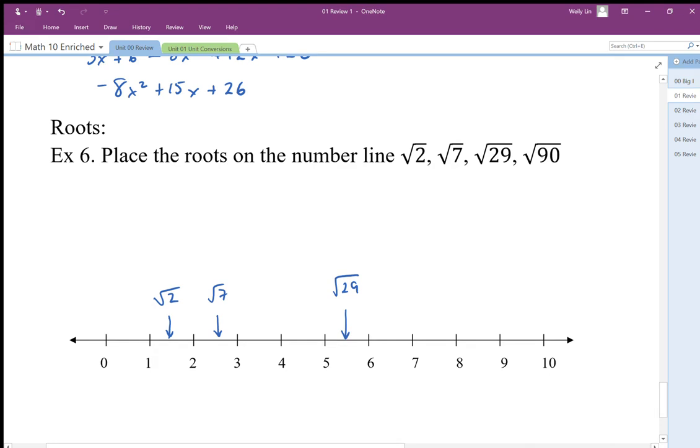The square root of 90, well, the bigger perfect square is 100, smaller perfect square is 81, so it's got to be somewhere between 9 squared and 10 squared. So square root 90 is going to be between 9 and 10. So there it is.